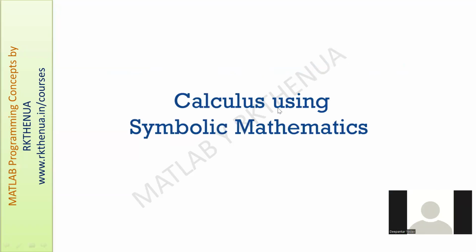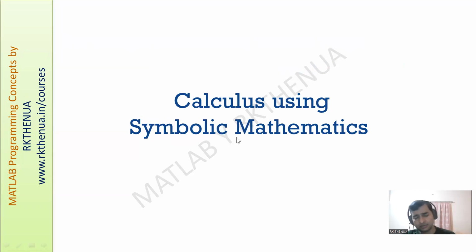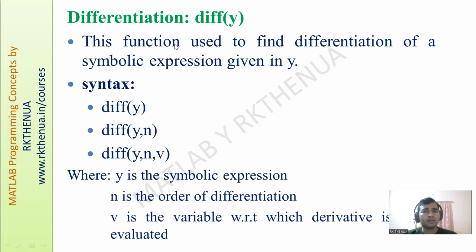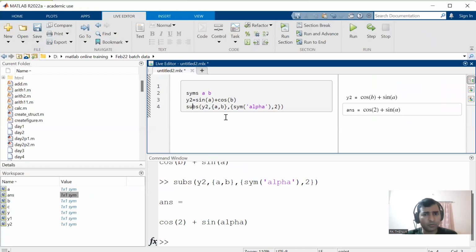Now we can move to calculus, how we can perform calculus operations using symbolic mathematics. If you want to perform differentiation, we have the function diff, for whatever expression you want to differentiate. If you simply write diff y, it will automatically choose the variable, based on symvar, with respect to which it performs that differentiation operation.